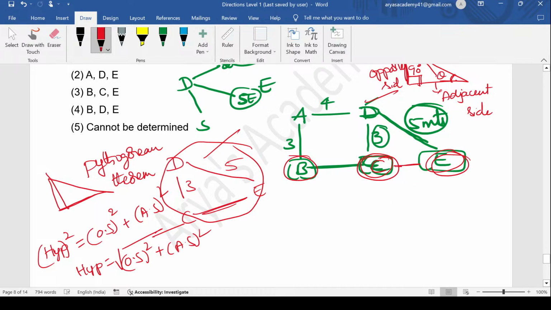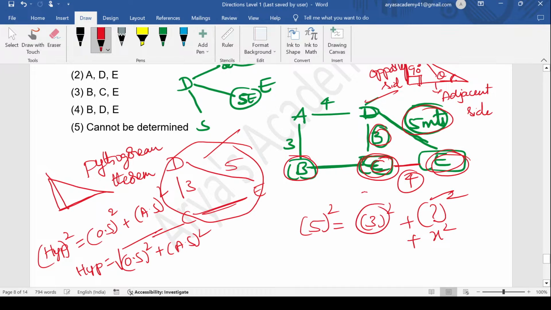because this direction is 4. See, this is 5, the hypotenuse. If the hypotenuse is 5, then 5 whole square, and the opposite side is 3 whole square. Then you have to find out the adjacent side whole square. Let it be x square plus 9. 9 will go to that side and get subtracted. 5 square 25 minus 9 is equal to 16, that is equal to x square. Therefore, if x square is equal to 16, x is equal to the square root of 16, which is nothing but 4. So this is also 4.